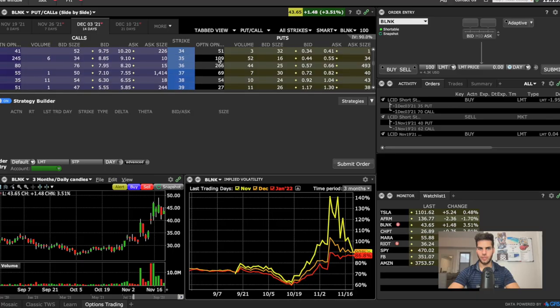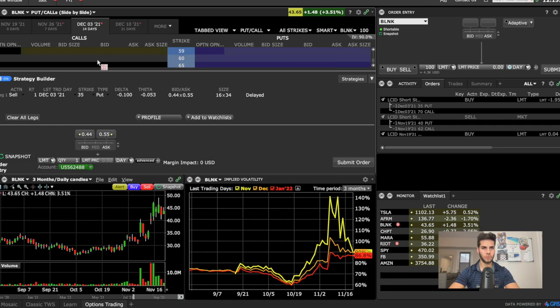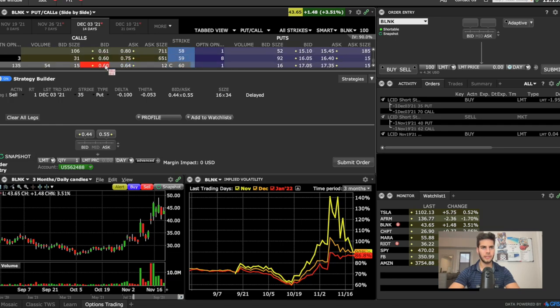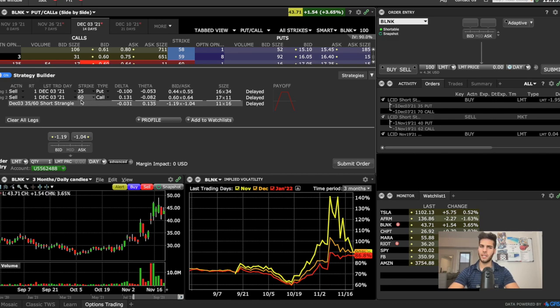On BLNK, we go to the 35 put, and this is about 1.2% because it's 44 cents we collect at the 35 strike. We would collect on the sell leg. And then we go to the call, scroll to about the 60 strike, and we'll collect 1%. So this is a pretty good trade, but a little sketchier on the upside.